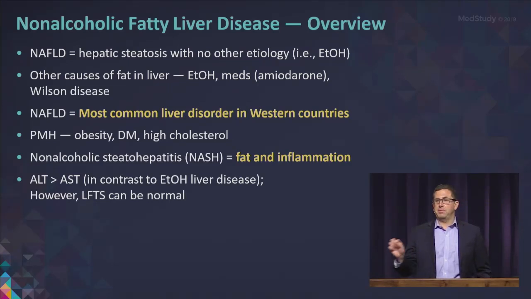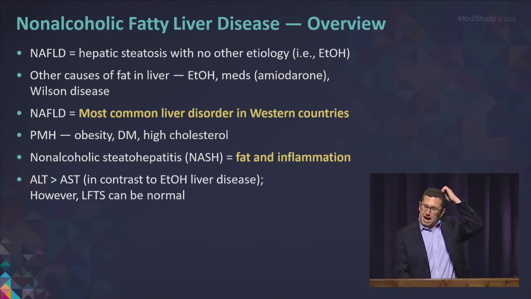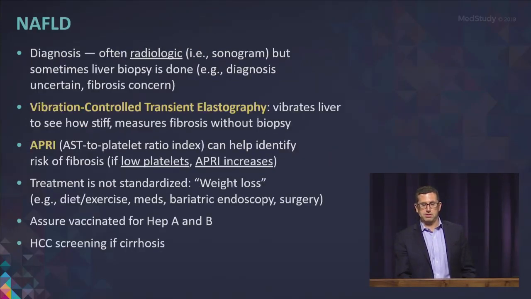If you see fat and inflammation at the same time, that is NASH, or non-alcoholic steatohepatitis. And if you see the ALT to AST ratio, ALT greater than AST, that is seen in NAFLD as opposed to alcoholic liver disease, where it's reversed. So AST is greater than ALT in alcoholic liver disease.